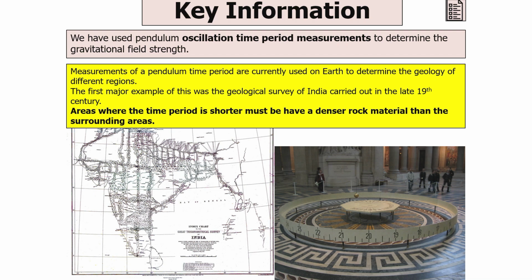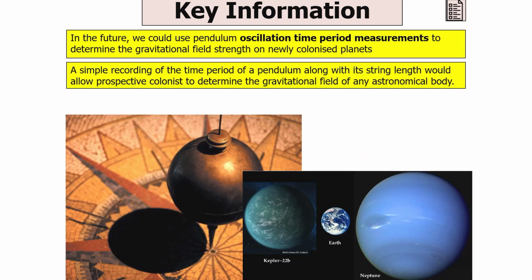Areas where the time period is shorter must have a denser rock material than the surrounding areas. Now in the future we could use pendulum oscillation time period measurements to determine the gravitational field strength on newly colonized exoplanets. A simple recording of the time period of a pendulum along with its string length would allow prospective colonists to determine the gravitational field of any astronomical body.